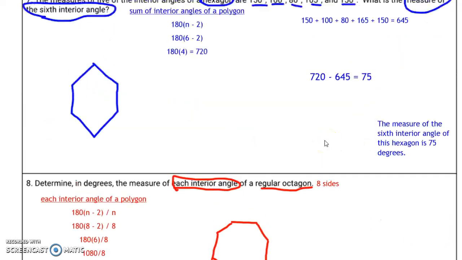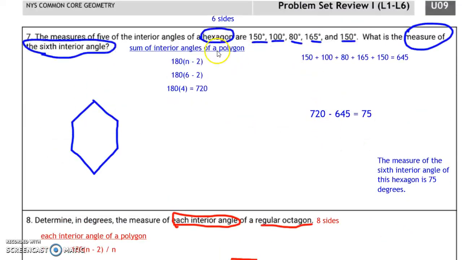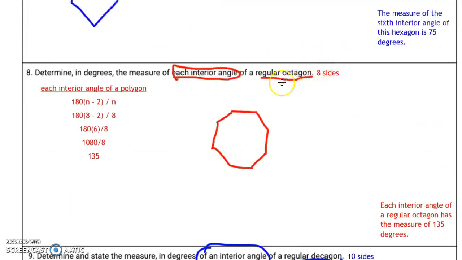Now, the difference between these two problems, this says it's just a hexagon. All of the angles are going to be different. This says it's a regular octagon, which means all of the angles are going to be the same. So I feel comfortable with saying each of the angles is going to be equal. They're each going to be 135 degrees.